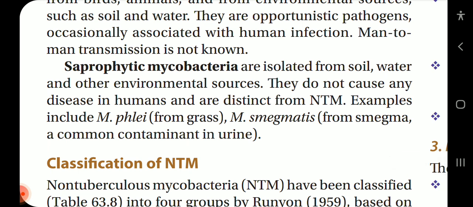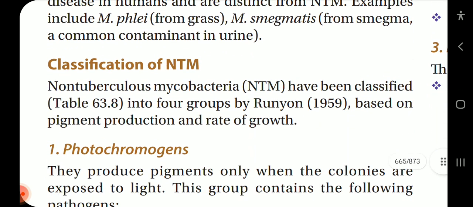Saprophytic mycobacteria are isolated from soil, water, and other environmental sources. They do not cause any disease in humans and are distinct from NTM. Examples include M. phlei from grass and M. smegmatis from smegma, a common contaminant in the urine.